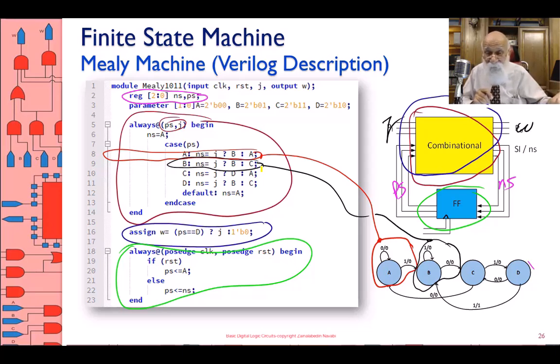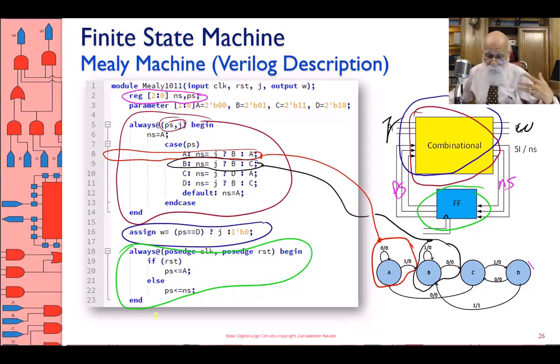Also, I always put a default. I don't anticipate the default to ever be activated, but if it does, next state becomes A. That means the initial A state. So that takes care of my block for setting the next state.